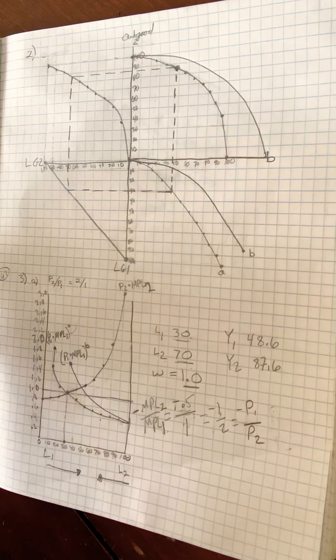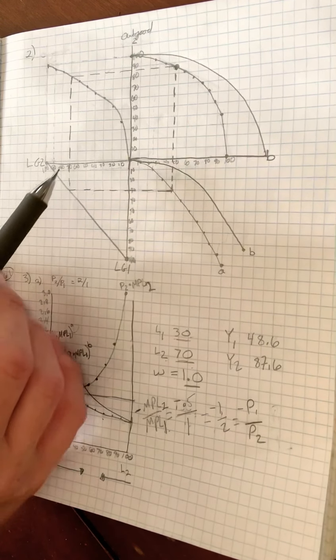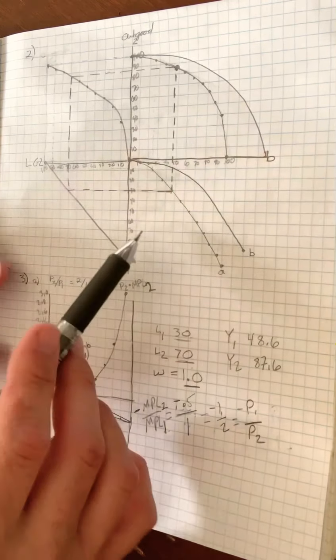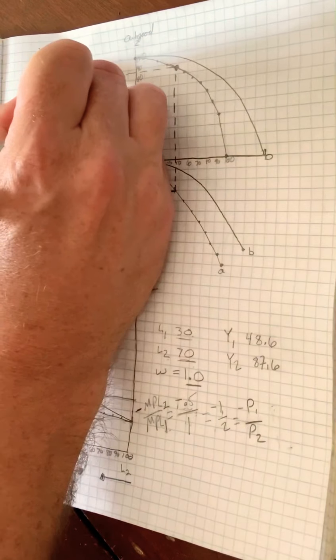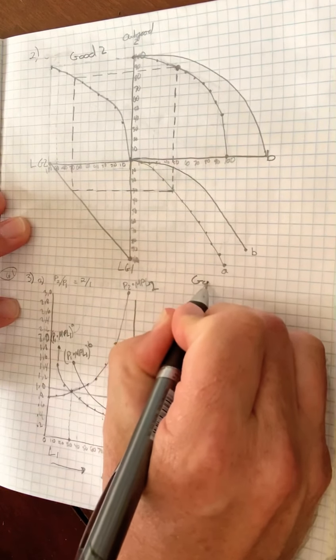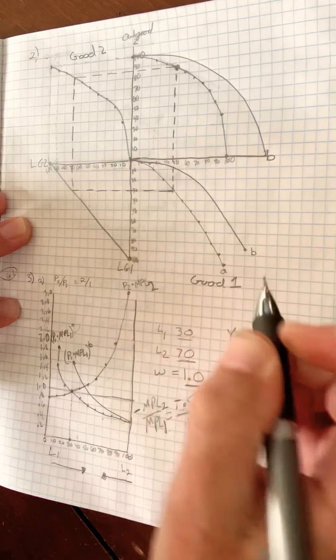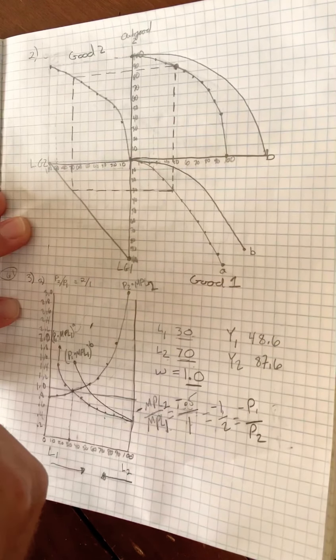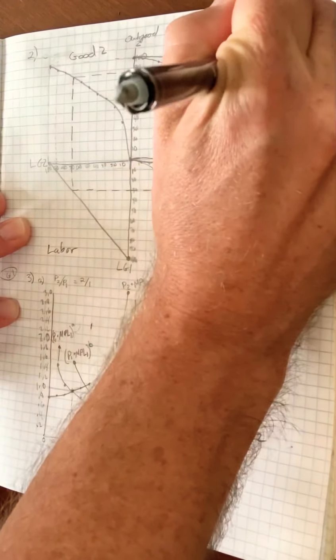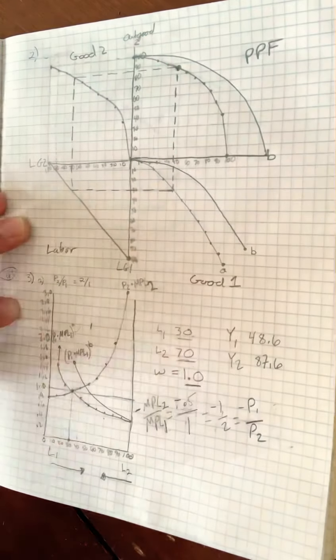To start with problem 2, the book just asks us to produce production functions for good 1 and good 2. So that is up here. I've done the four part process. This is good 2 up here. This is good 1 down here. This is labor over here. And then here is the PPF that we produce.